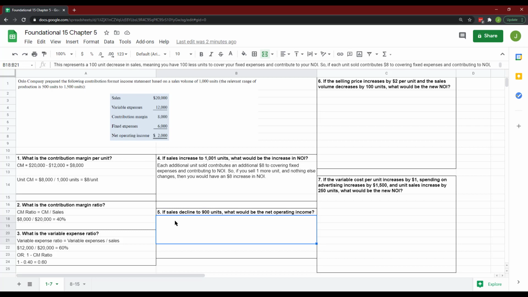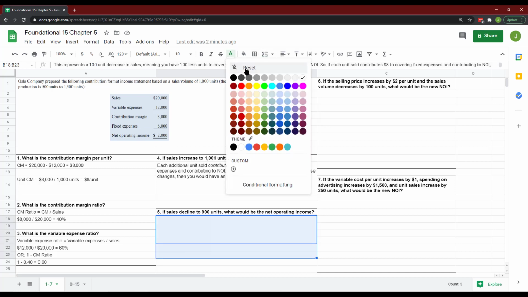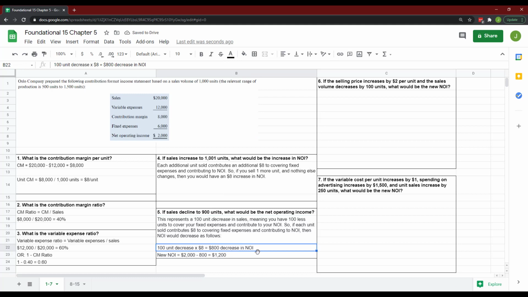Because we said that's how many dollars each unit contributes not only to your CM, but your net operating income. So if there's 100 units less all of a sudden being sold, what's the dollar impact on that in terms of net operating income? Well, 100 units times $8 per unit gives us an $800 decrease in net operating income. So if our net operating income was $2,000 before, we're estimating that would decrease by about $800, giving us about a $1,200 net operating income if you were only to sell 900 units.